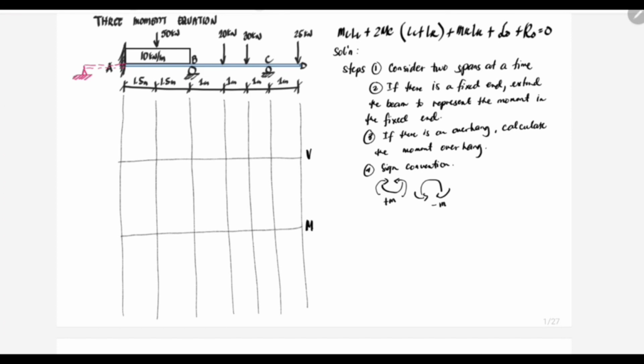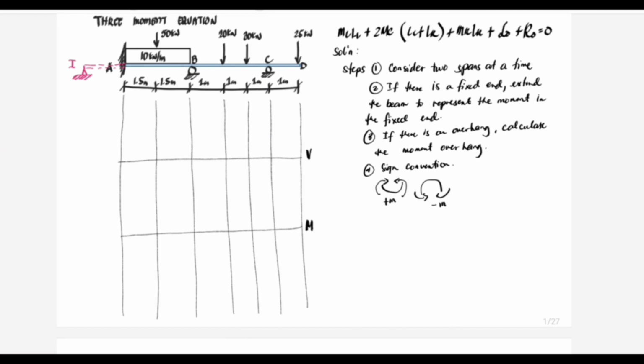Alam naman natin when we say unyielding supports, these are the hinge and roller. Next, we put it as your imaginary. Bakit imaginary? Kasi po wala po talagang value ang imaginary natin. Pero ilalagay lang natin dyan to satisfy the conditions na kailangan ng TME. If there is a fixed end, okay na tayo dyan. Nilagay natin as unyielding support. Number 3, if there is an overhang, calculate the moment overhang.